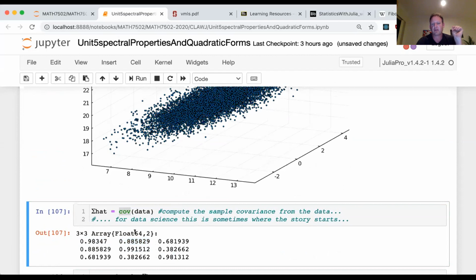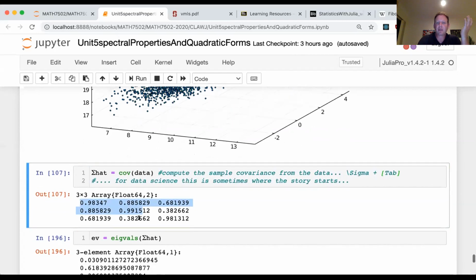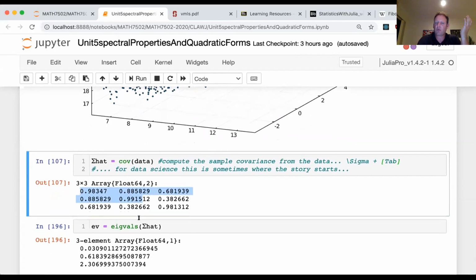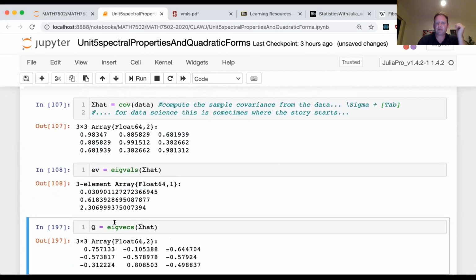And what do you see? The covariance matrix, which I call here sigma hat, you type in sigma with backslash capital Sigma plus tab. Sigma is often the notation used for a covariance matrix. In this case, it's the sample covariance matrix, and it is symmetric. That's by design, that's how it is. So then I'm going to look at the eigenvalues of this covariance matrix.